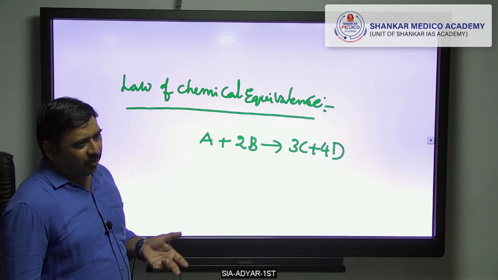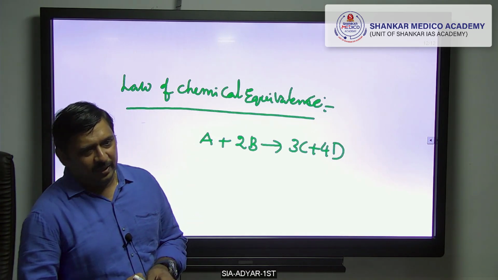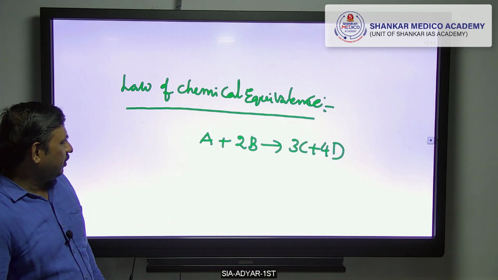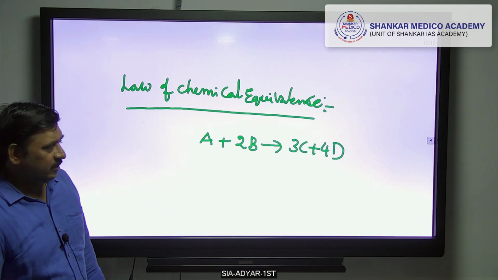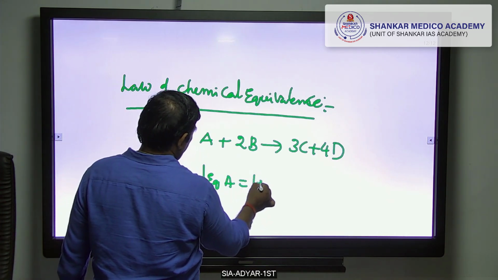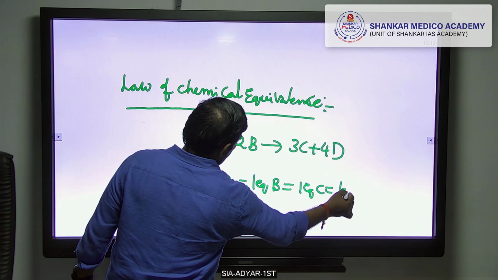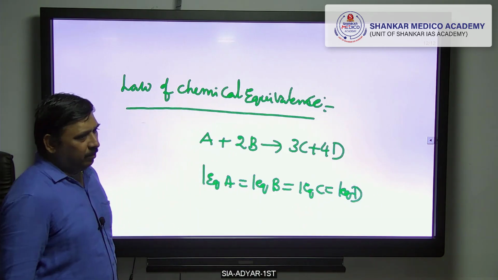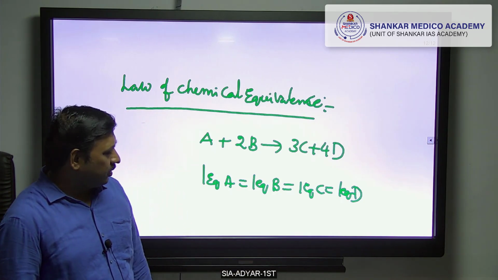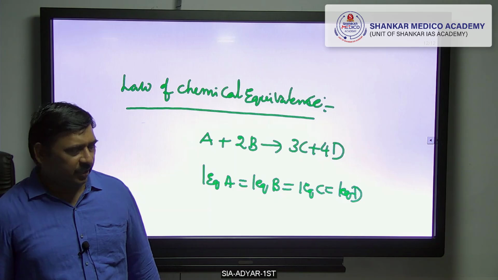So according to the law of chemical equivalence, what is the relation here? Reactants react or products are formed in the ratio of chemical equivalence. Suppose 1 equivalent of A is equal to 1 equivalent of B, which is equal to 1 equivalent of C, which is equal to 1 equivalent of D. For solving problems, you don't need a balanced equation. If you know the chemical equivalence concept, based on the law of chemical equivalence, you can solve the problem without a balanced equation.